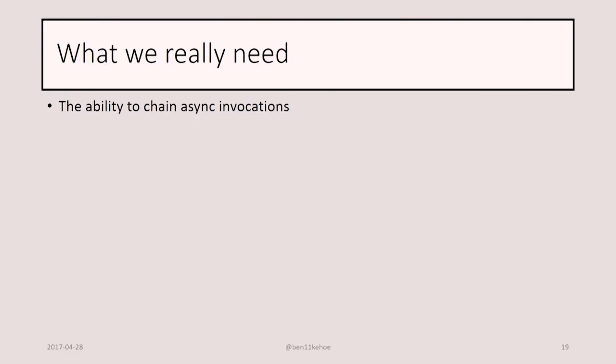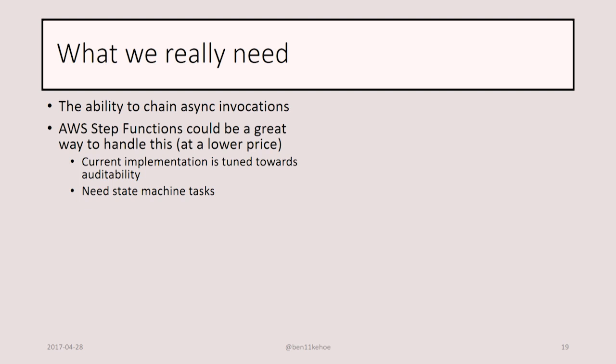So what we really need is the ability to chain these async invocations, because as complicated as that might be, it gets more complicated when you want the thing you're calling asynchronously to also be able to chain further down and have it all propagate back up. And so one way to do this would be step functions, logic apps, something like that.